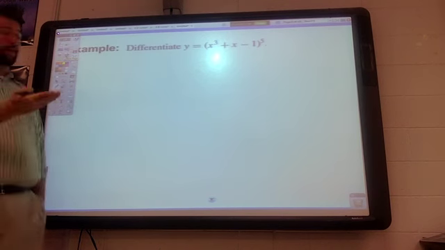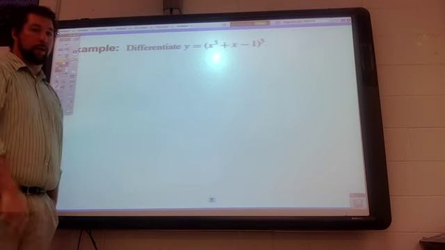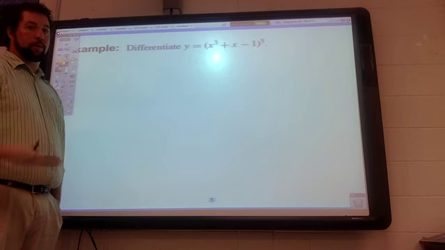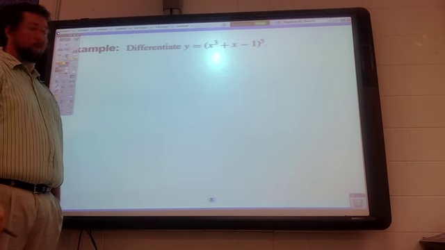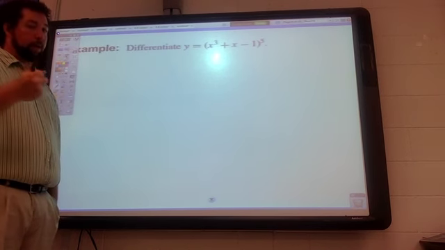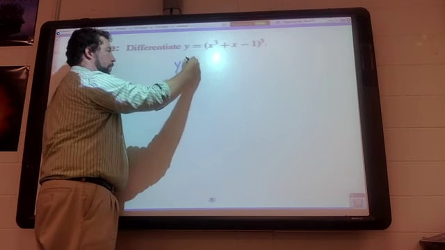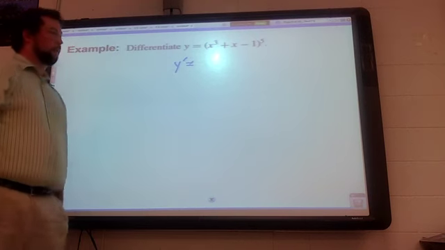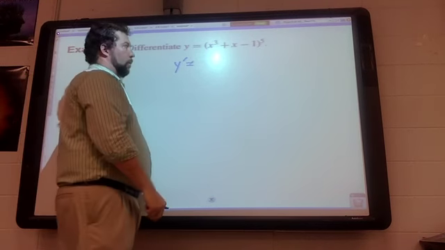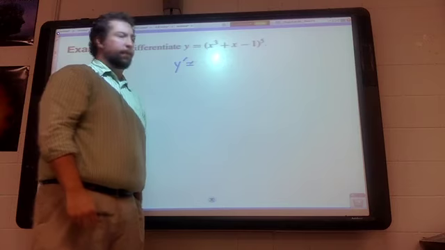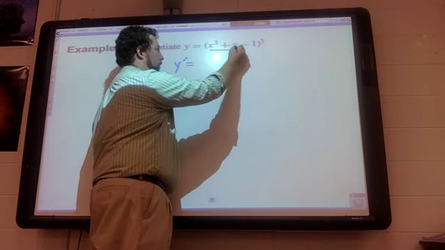Let's look at this one. This would be horrendous to try to raise to the 5th power because it's not a binomial, so it doesn't really follow our Pascal's triangle. But with the chain rule, we can do this pretty simply. The derivative of this function, so y prime. We're going to identify the inside and outside. The inside is this part right here.